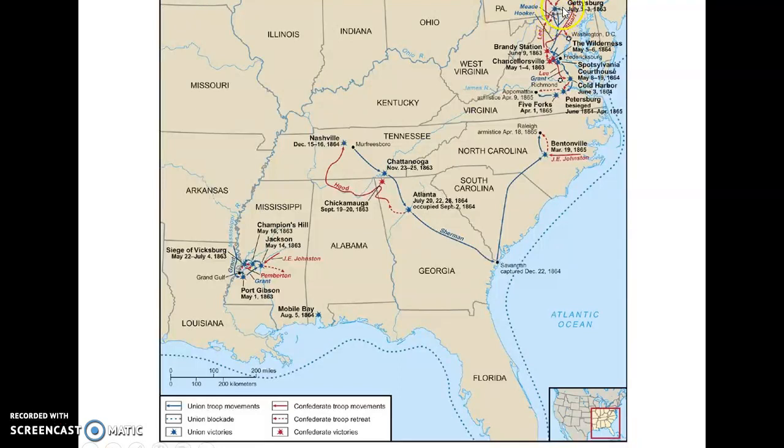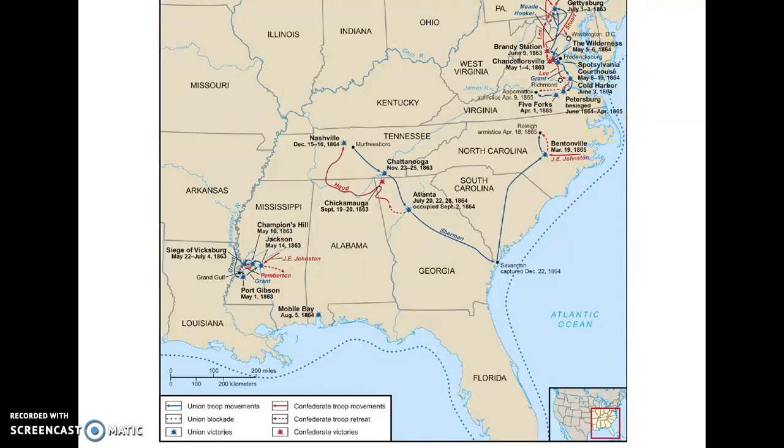If he wins that, he could sweep down and take over Washington, D.C. It would be very likely. So the Union has to win this. It was a 3-day battle in the summer of 1863, and it is a massive Union victory. It's seen as the turning point of the war for the Union.